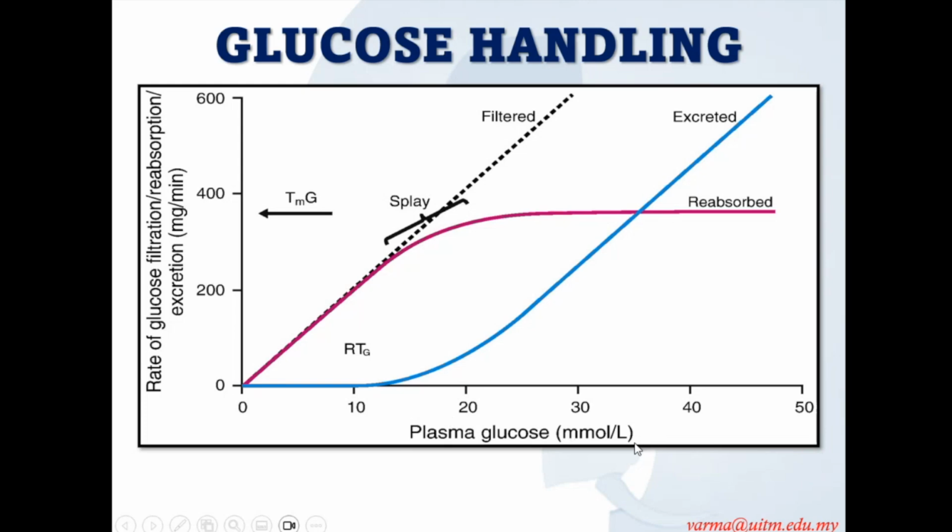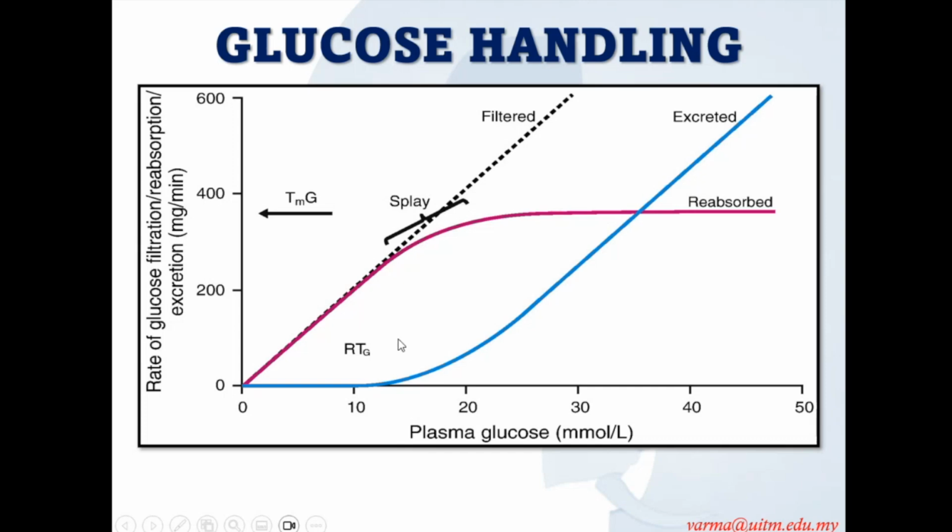Don't put milligram per deciliter, you'll get confused. In our practice setting, we monitor glucose in millimole per liter, so use millimole per liter. And on the Y-axis, you just put 200, 400 and 600. This is milligram per minute. You can just mention it as glucose flux.